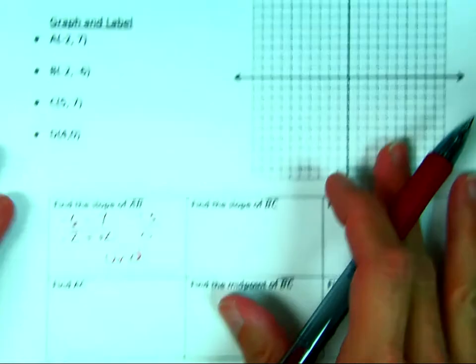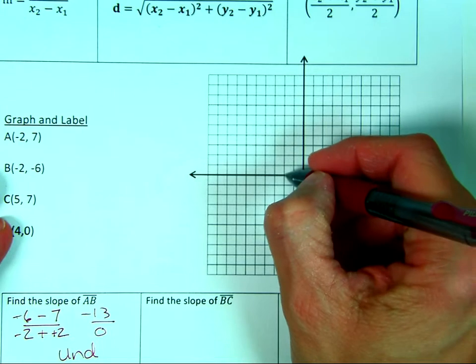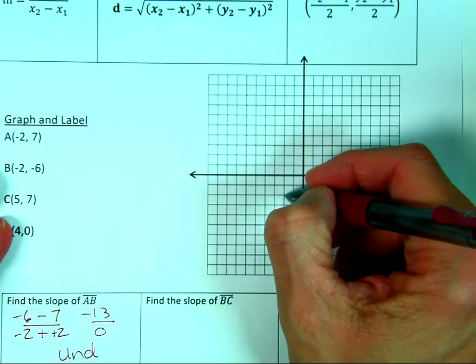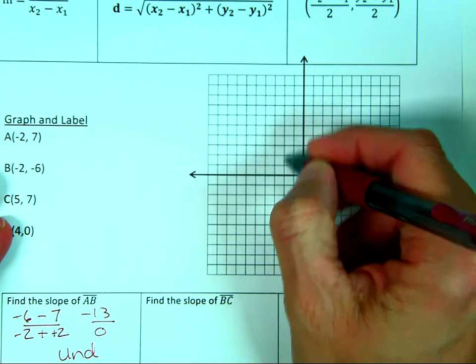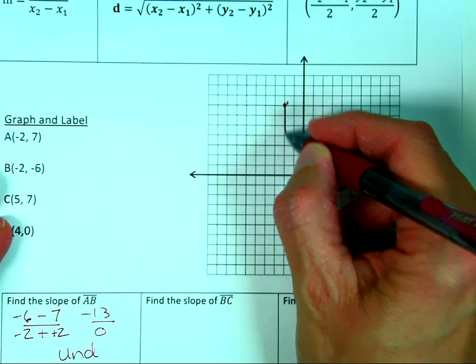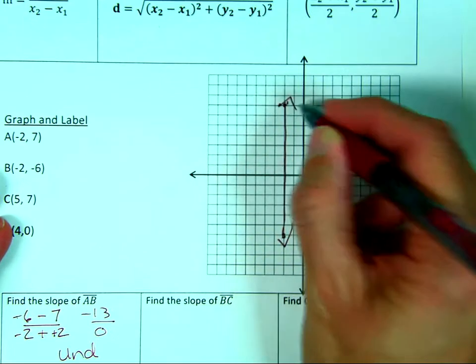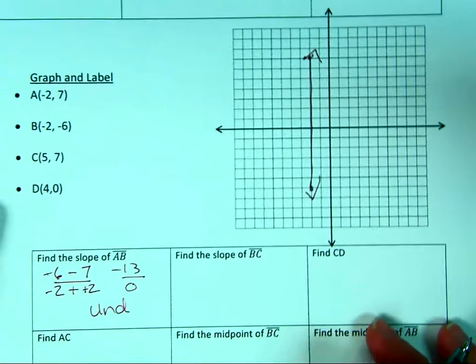So if you graphed A and B, you'd get 1, 2, 3, 4, 5, 6, and then you go up 7, and if you connect the dots, you can see how that's a vertical line. So AB is a vertical line, so its slope is undefined.